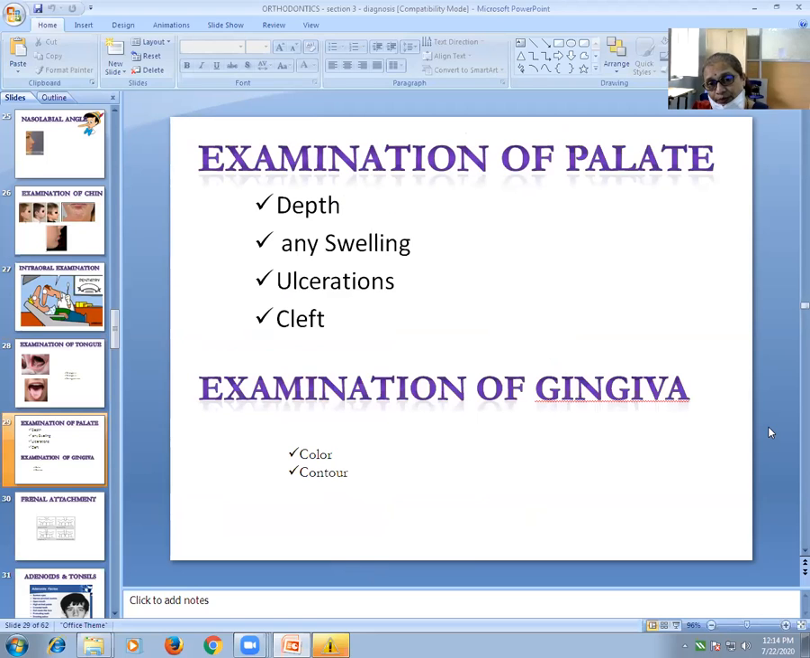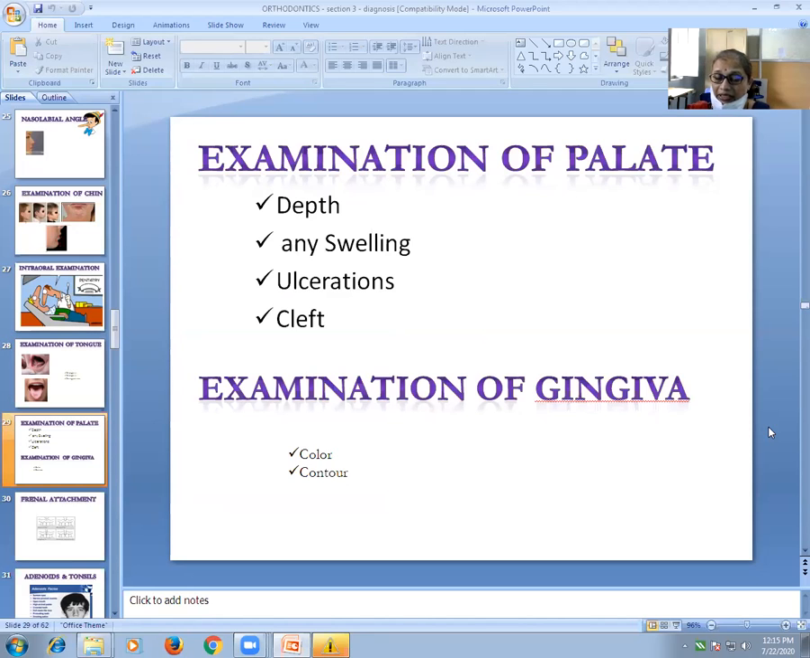Then examination of the palate and examination of the gingiva. In the palate, depth, swelling, ulcerations, and cleft: these things we are going to check. Why any swelling? Because if you are thinking about giving any removable appliance, your palate should be uniform. There should not be elevations or swellings. First, you will treat it and then deliver your removable appliance. Then any ulcerations, clefts, and depth.